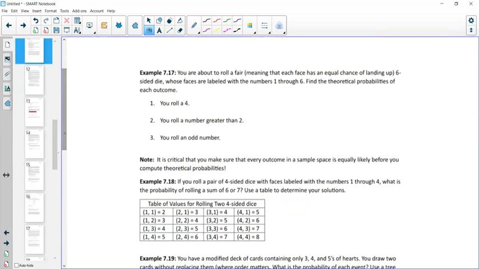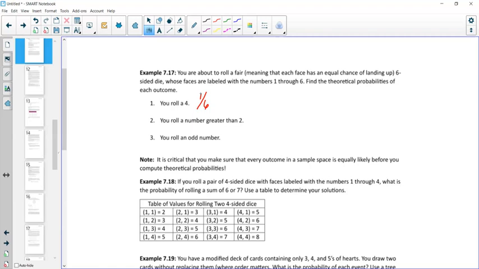So you're about to roll a fair, meaning that each face has an equal chance of landing up, six-sided die, whose faces are labeled with the numbers from 1 to 6. Find the theoretical probabilities of each outcome. Well, you roll a 4. How many 4s are there? There's 1 4. How many sides? 6.